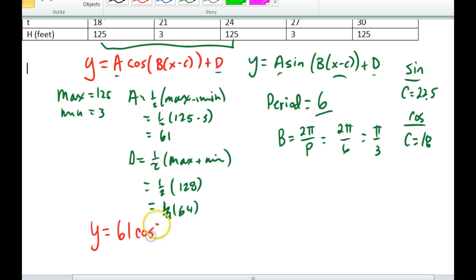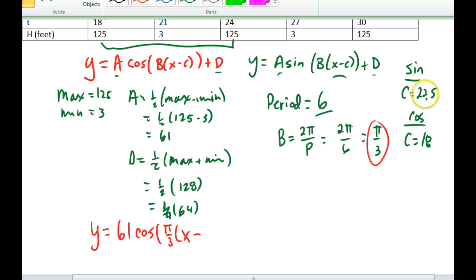Then I have the cosine. Then my B value, where's my B value? There it is right there. It's going to be pi over 3. If you want to decimalize that, you can, but it just tells me more if you leave it either pi over 3 or 2 pi over 3. Then my x, I leave as my x. That's my time. And then minus my C value.